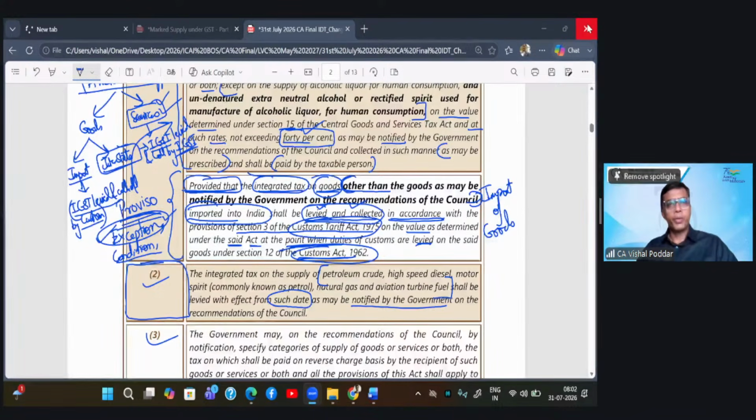So students, I hope everybody understood subsection 1, which is the main charging section of both the acts.